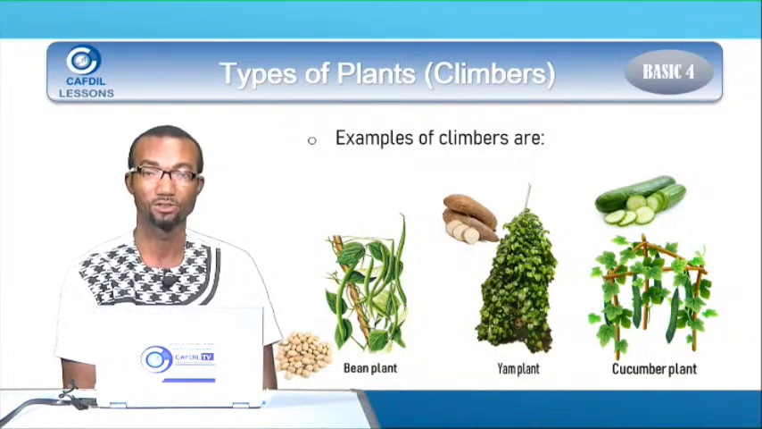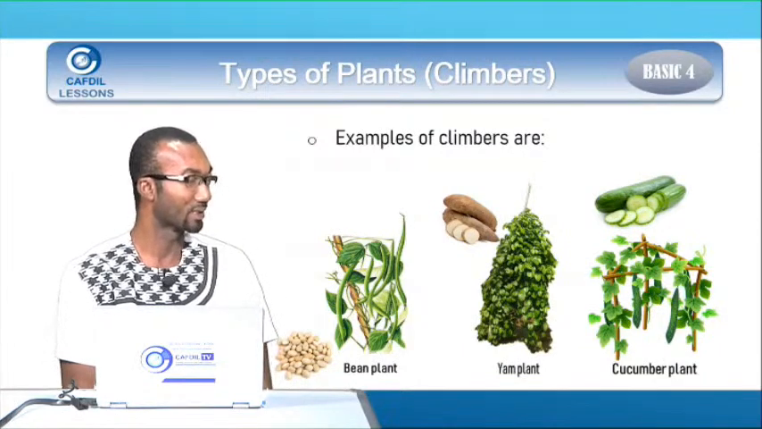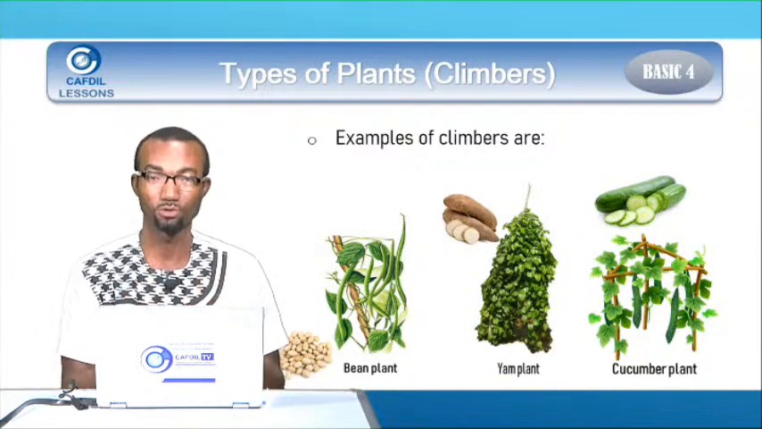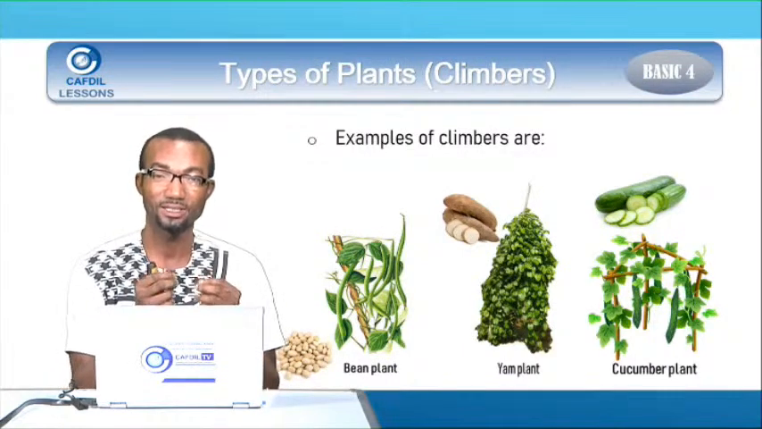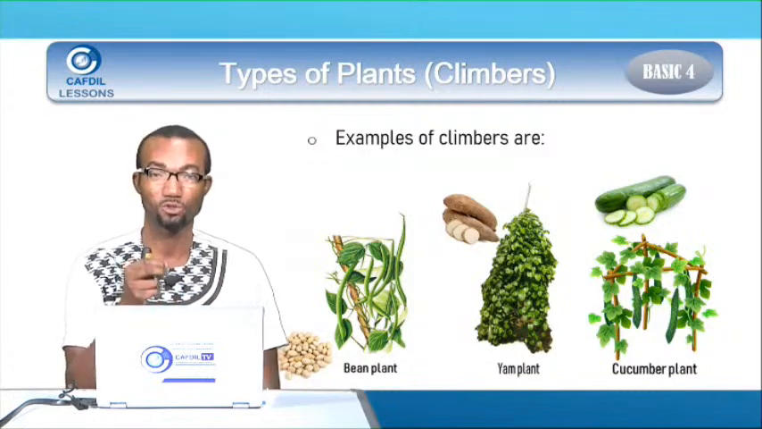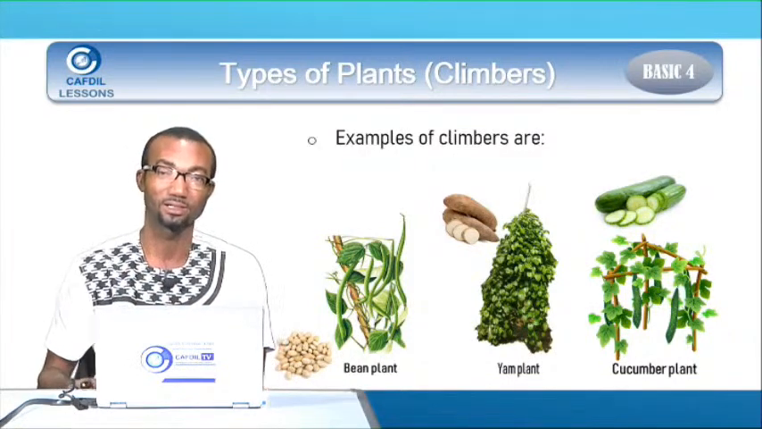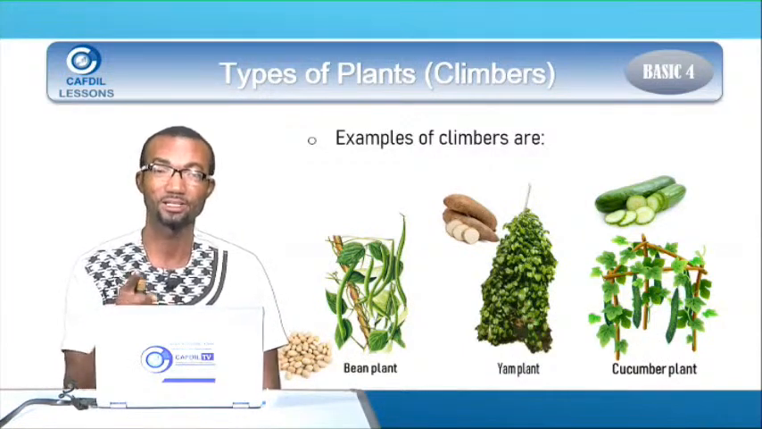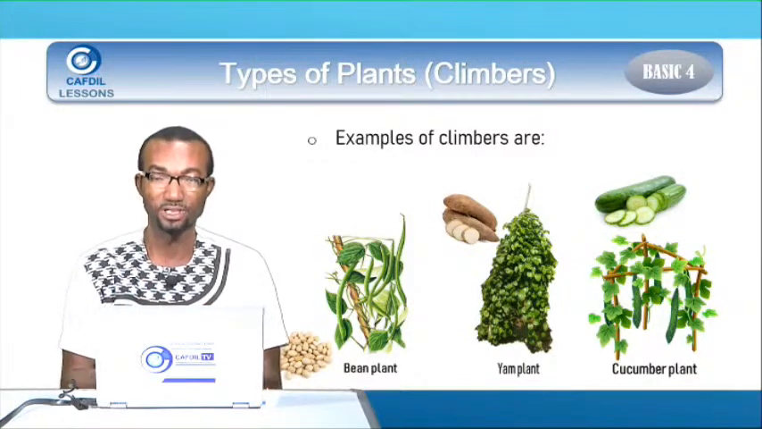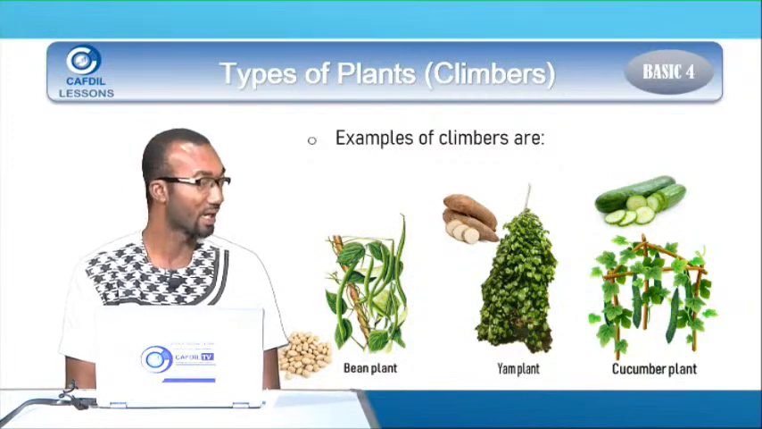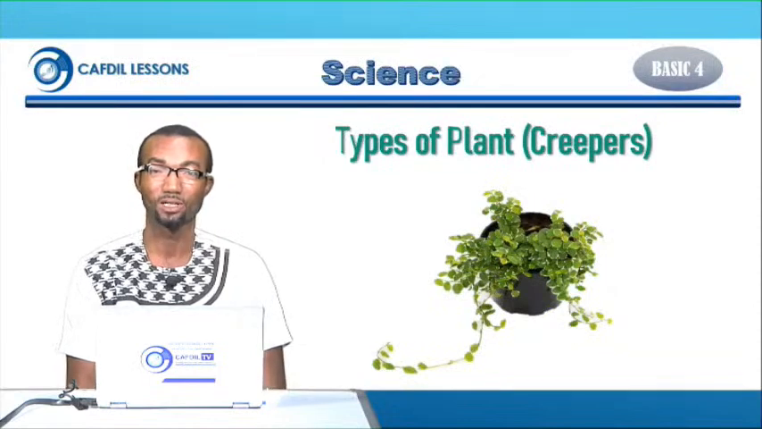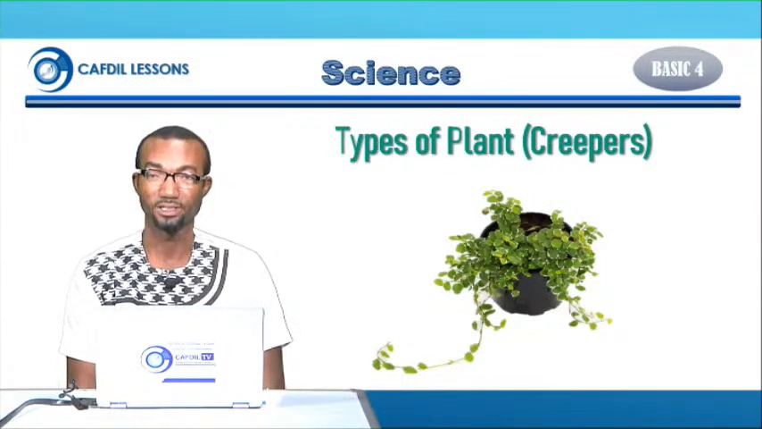So bean plants, yam plants, and then cucumber plants, they are all classified under climbers because they have thin and weak stem, and you have to support them with a plant for them to grow. They climb another plant to stand straight and then grow. So these are examples of climbers. Now, the last type of plant is called creepers.